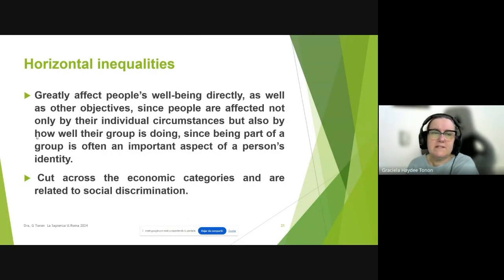Horizontal inequalities greatly affect people's well-being directly, as well as other objectives, since people are affected not only by their individual circumstances, but also by how well their group is doing. Since being part of a group is often an important aspect of a person's identity, these inequalities cut across the economic categories and are related particularly to social discrimination.